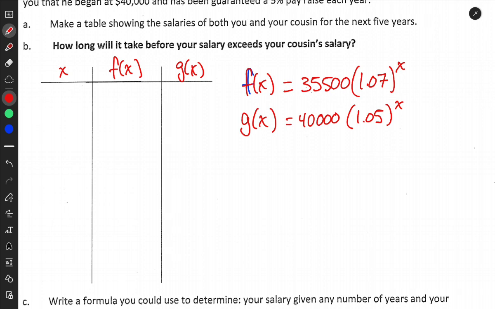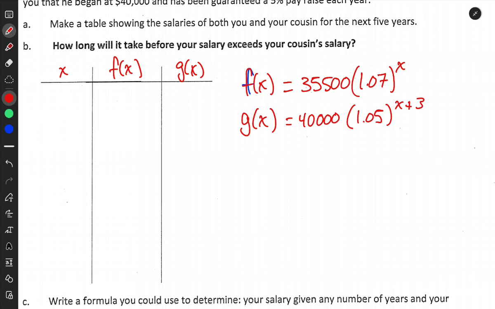So to adjust that, what I'm going to do is I'm just going to come in and say, look, I want to add 3 years. I'm going to add 3 to your cousin's salary. And I don't think I'm going to use the table function on my calculator. I think I'm just going to enter the numbers.